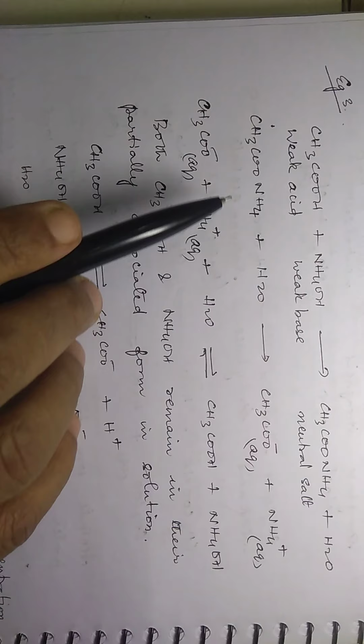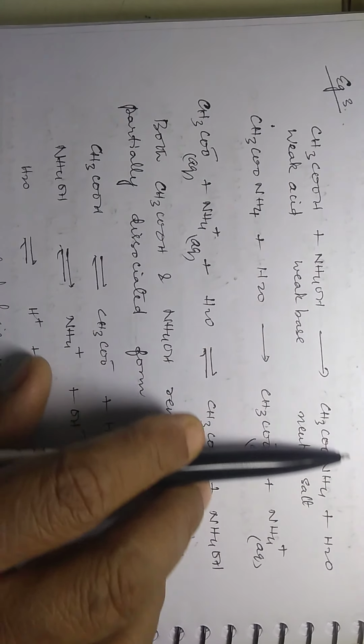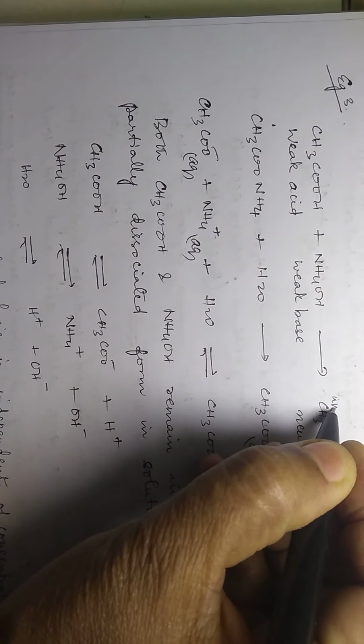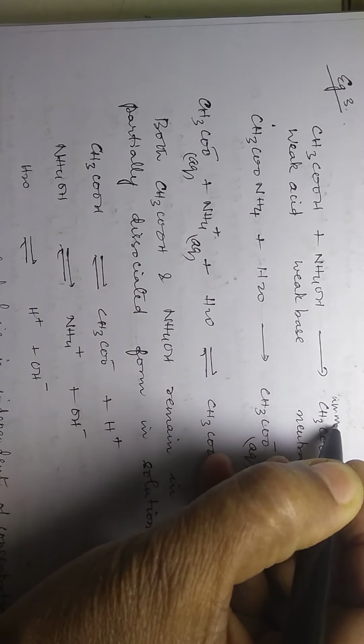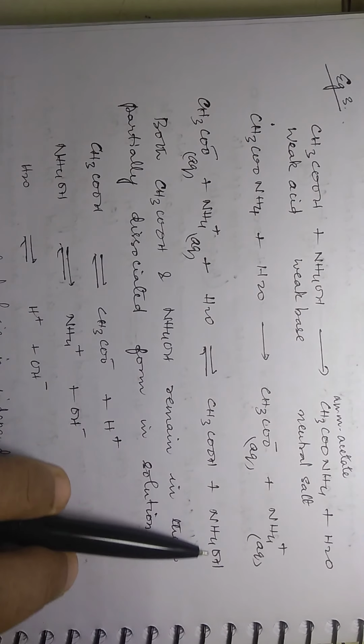Right? Now, this is ammonium acetate. What is this? This is ammonium acetate. Right? This ammonium acetate is reacting with water to give you acetate ion and ammonium ion. Now, let us see hydrolysis of these two ions. Acetate ion plus NH4 plus water will give you acetic acid plus NH4OH.